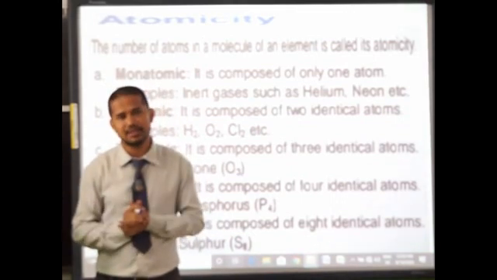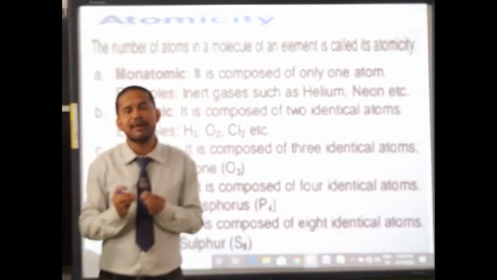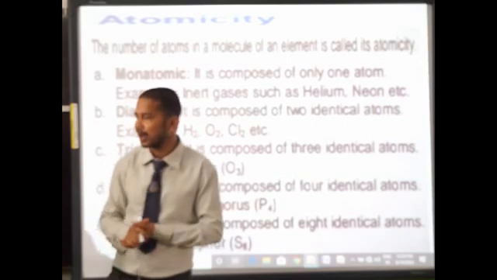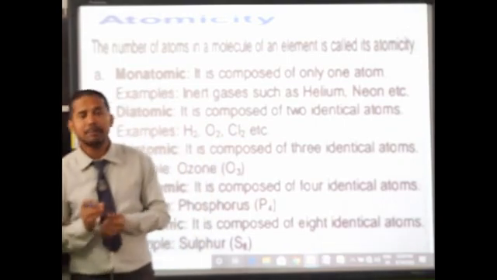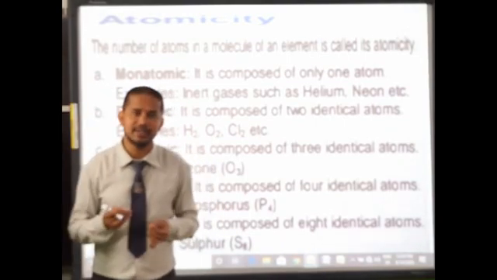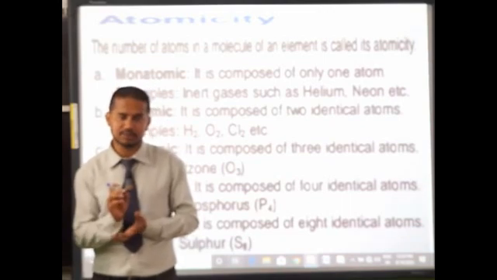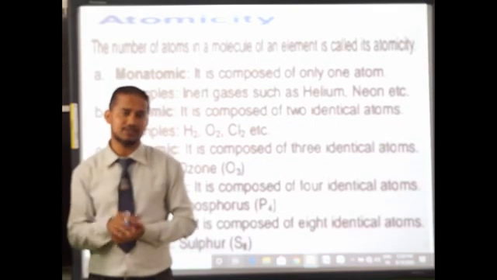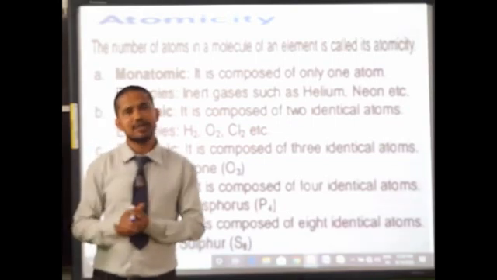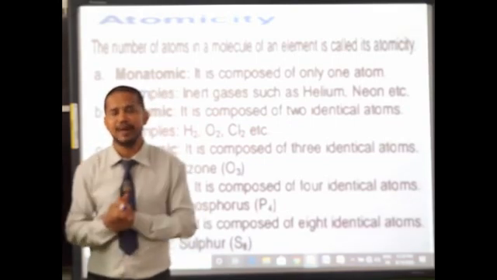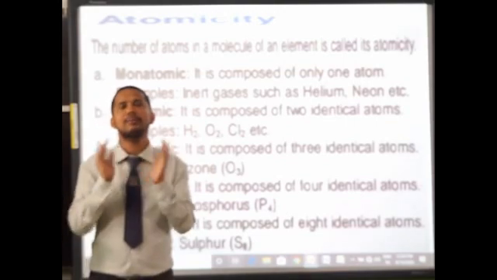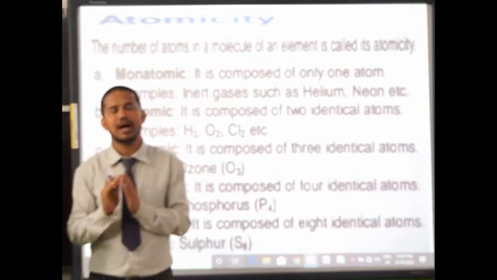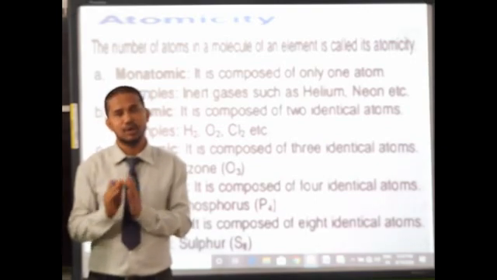So what is atomicity? The number of atoms present in a molecule of an element is called its atomicity. On the basis of this atomicity, there are many types of elements. All metals are monoatomic elements.